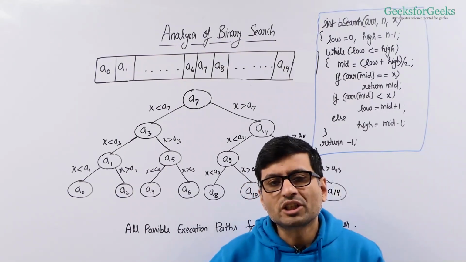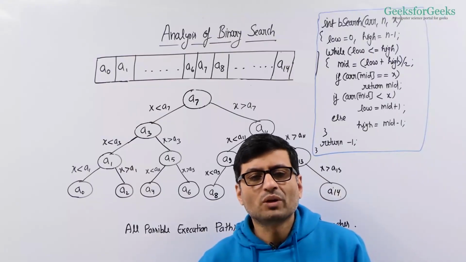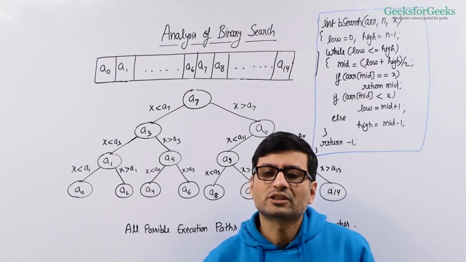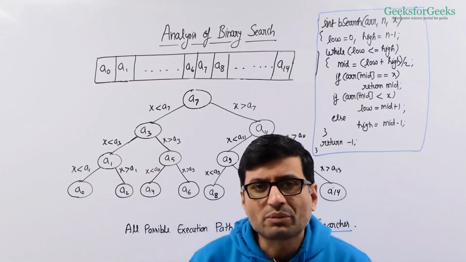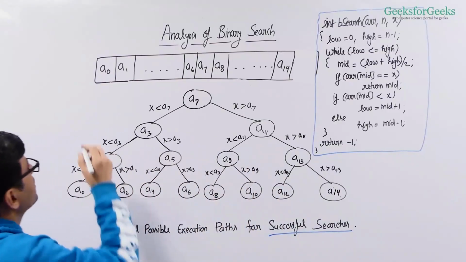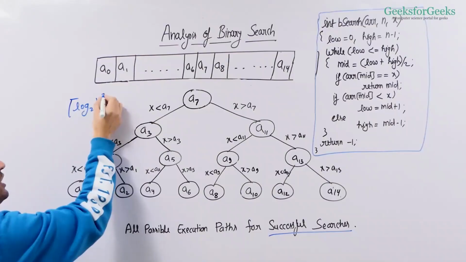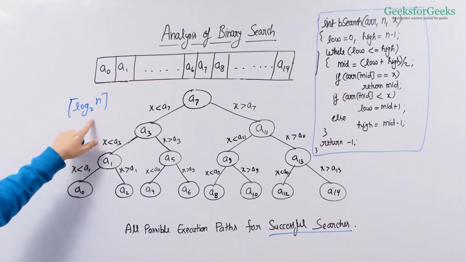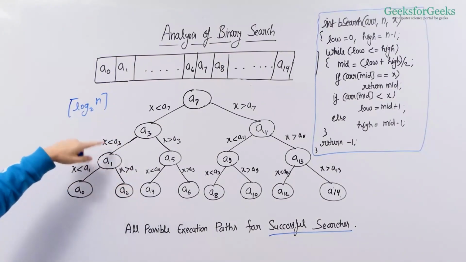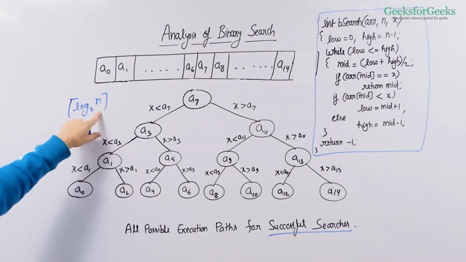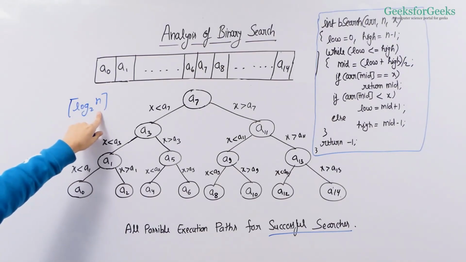And from 33 to 64 you will have the height as 6, right? So the height of this binary tree is ceiling of log n. If you have n elements in the array, it's going to be ceiling of log n. Here n was a power of 2, it was 16, so we had height 4. If we have 17, then we are going to have height 5.